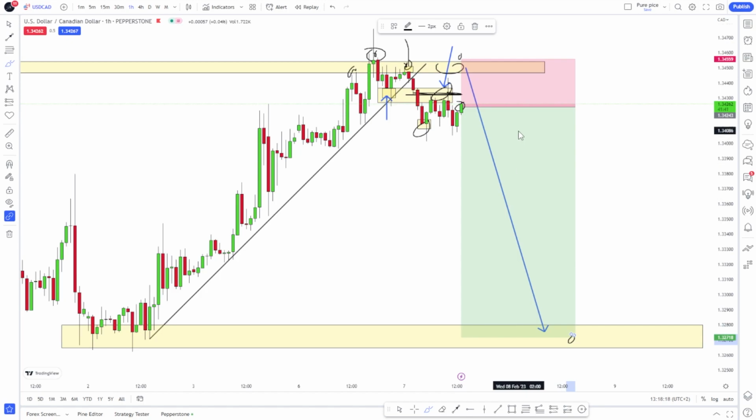This is just a process that I usually use to find good entries and to analyze before I execute my trade. I'm just going to keep it short and leave it here.